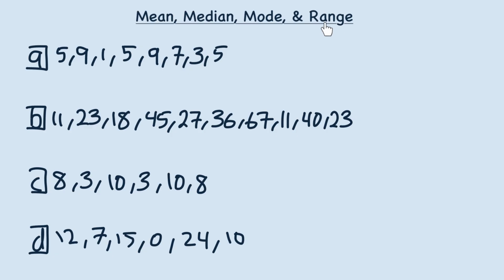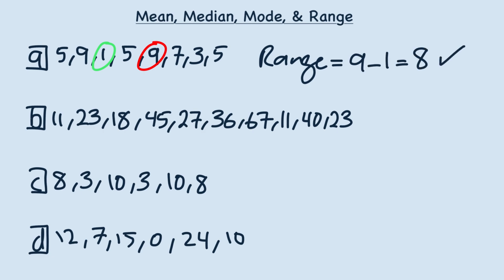Let us move on to the range. The range is the difference between the largest number and the smallest number. So let us take example A. The largest number is 9 and the smallest number is 1. So to find the range, we simply subtract them. So 9 minus 1, which equals 8. And that's it.